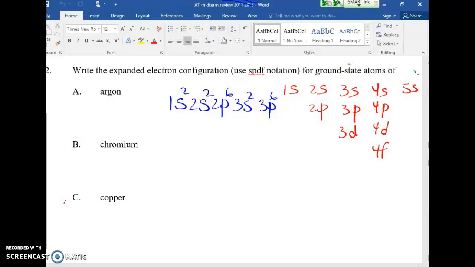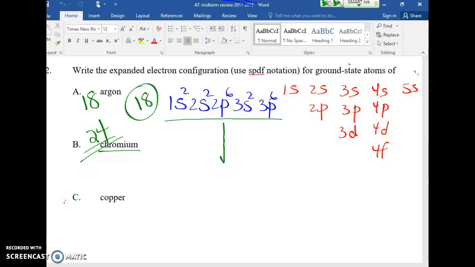2b, chromium. Chromium has an atomic number of 24, meaning that unlike argon, which only had 18 electrons, I need to place 24 electrons in chromium. But the nice thing is, I already know what the first 18 look like from my example. So I can just bring this down as being the foundation for chromium. So the first 18 of chromium's electrons are arranged in the same exact way. Same foundation, as I said.